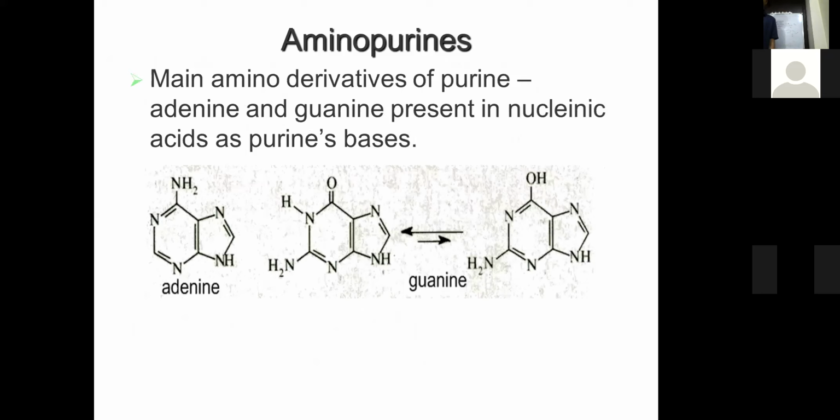Now, the next class is aminopurines. Examples are adenine and guanine. They are present as purine bases in nucleic acids. So what is adenine? Adenine is nothing but 6-aminopurine.